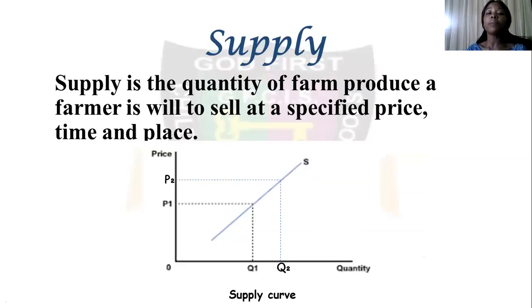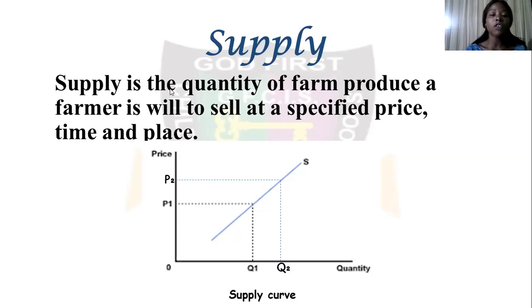Good. So next, we look at supply. Supply is the quantity of farm produce a farmer is willing to sell at a specific price, time, and place. So the law of supply states that as the price of a commodity increases, the supply of that commodity will increase as well. So more commodities will be supplied at a higher price than at a lower price.